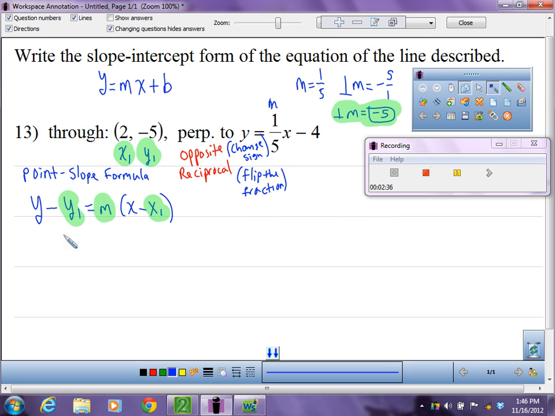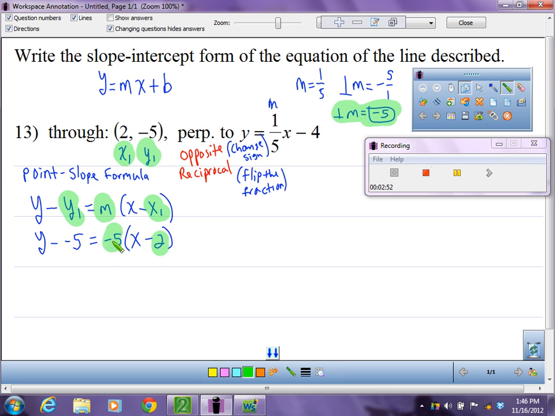Okay? We end up with y minus -5 equals -5 times x minus 2. Again, we substitute it here, here, and here. Okay? We replace those numbers with the numbers that were right there. Again, if we have double signs, let's get rid of that. Minus negative becomes plus.